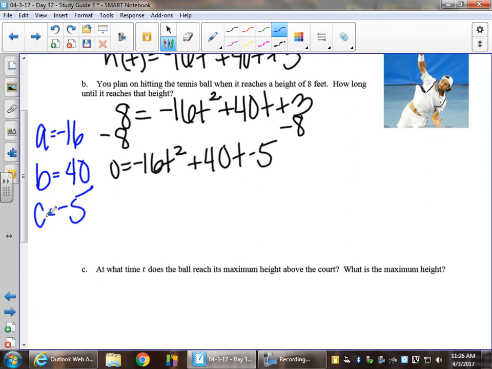So guys, do the quadratic formula on your own. Let's see if we match. Probably not.